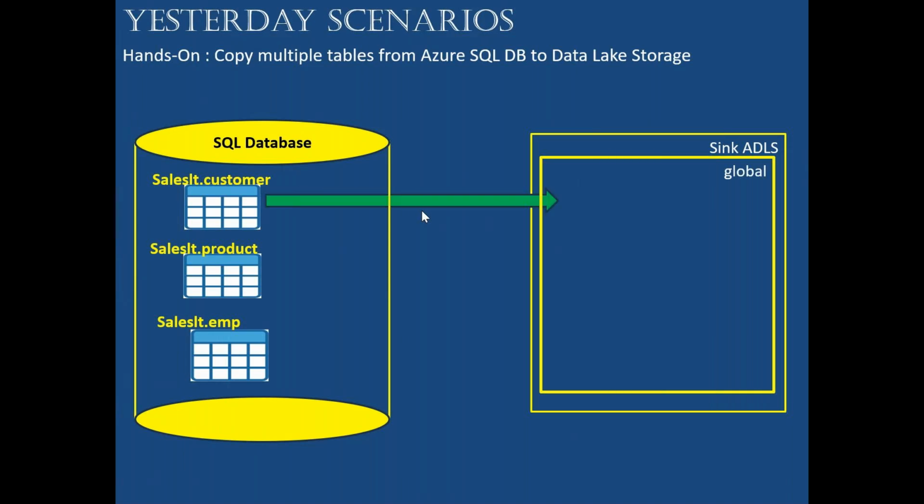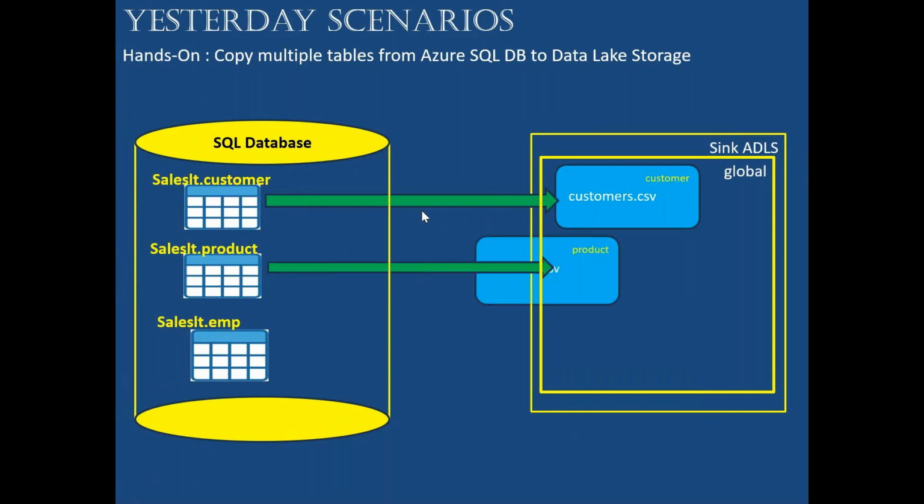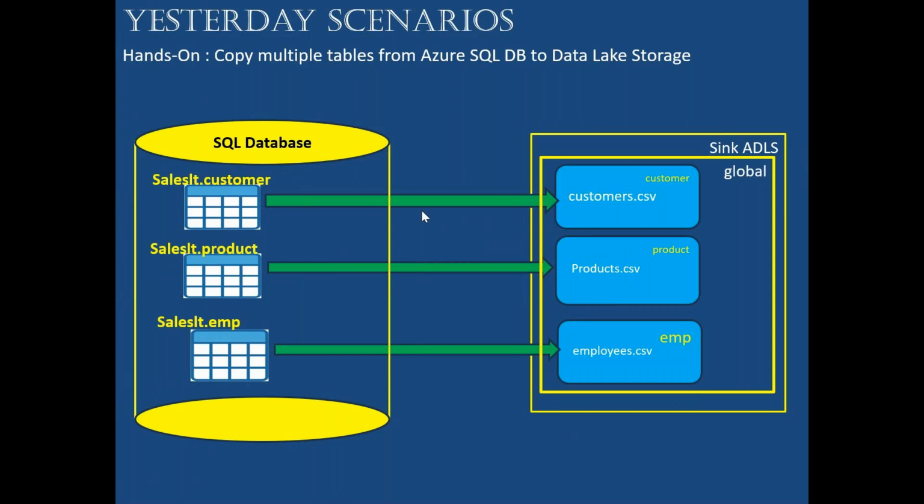Under global, this customer data I loaded into the customer folder, which is a subfolder within the global, and under that customers.csv file I loaded data. Then products.csv, employees.csv. You see global is the main folder, the root folder. Under that customer subfolder, under that we loaded the csv. This is what we did in the last session.